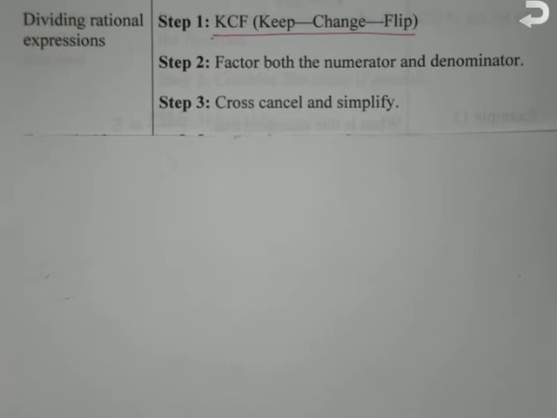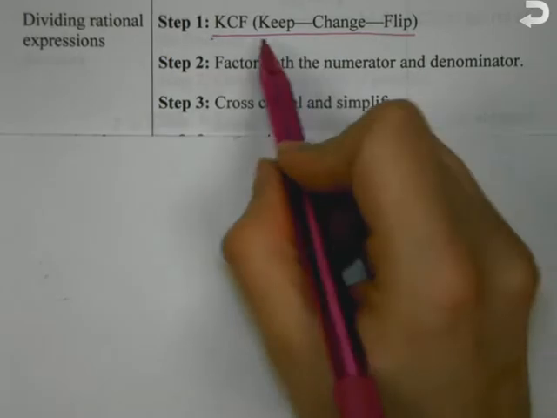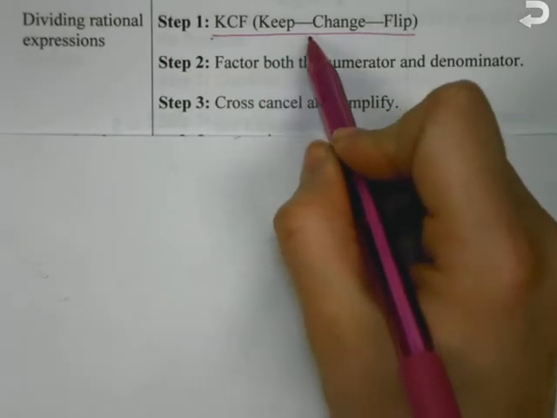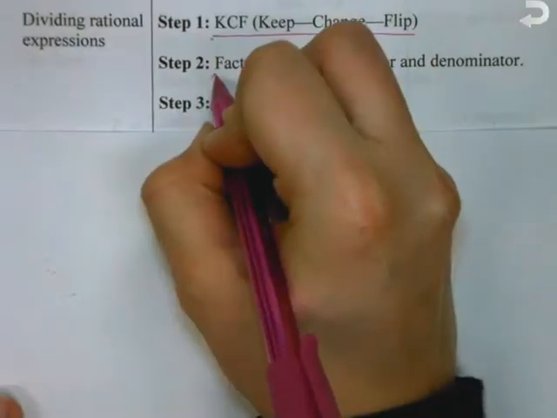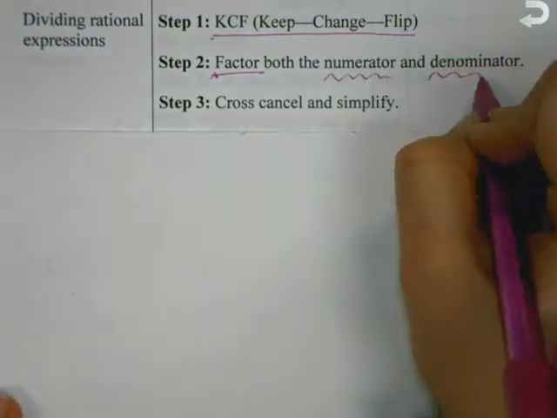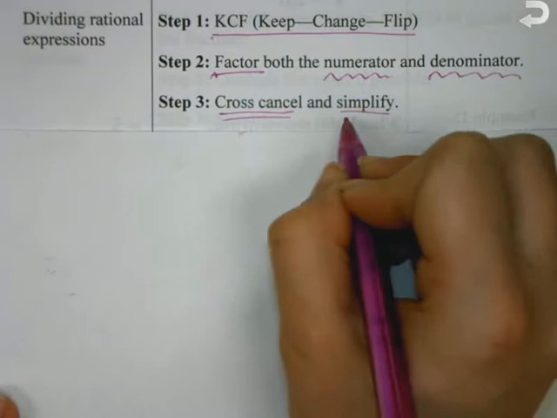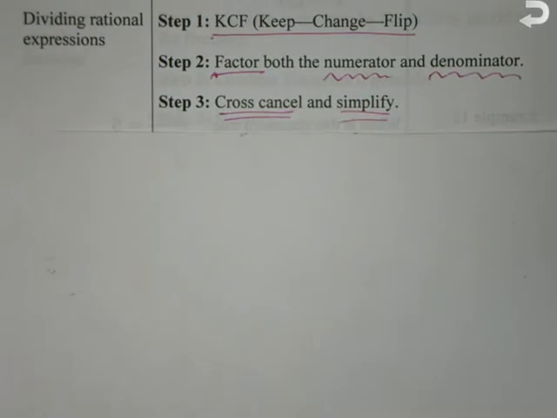So this is just changing it to a multiplication problem. Then our steps are the same. We factor both the numerator and denominator, and then cross-cancel and simplify. So the division problem is exactly like a multiplication problem. The only difference is that we have to first change it to multiplication. Make sure that you change it to multiplication before you start factoring, because if you don't, you might start canceling stuff before you actually change it to a multiplication problem. So we're going to change it all to multiplication first, then you can start factoring.